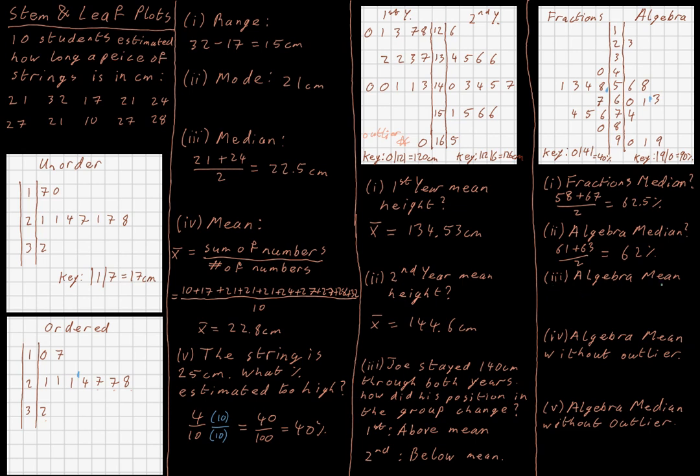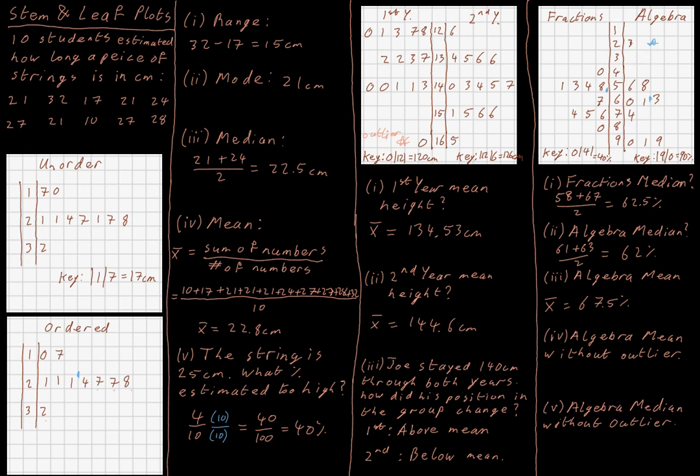Part 3, the algebra mean. When you add up all your numbers and divide by the number of numbers, you get 67.5%. And the algebra mean without the outlier. So where's our outlier? We have it right here. Someone had a very bad day and they got 23%.